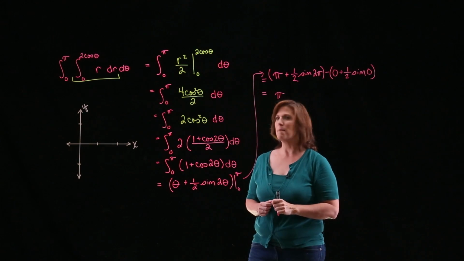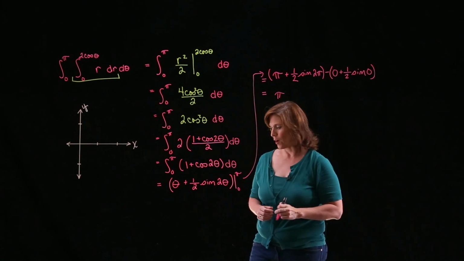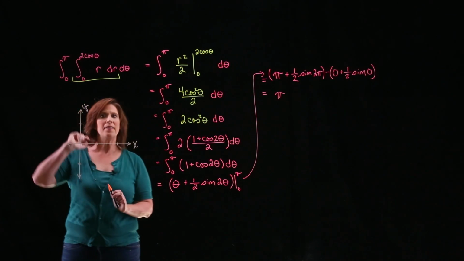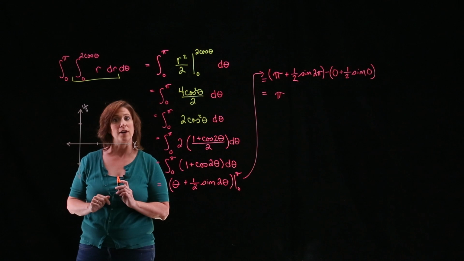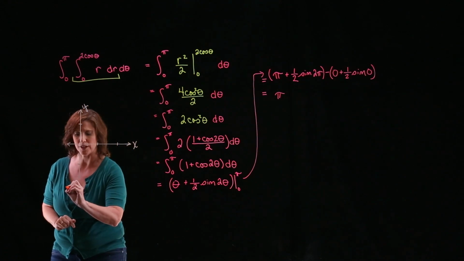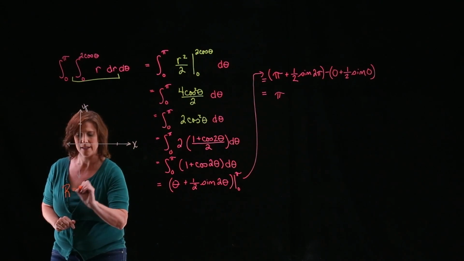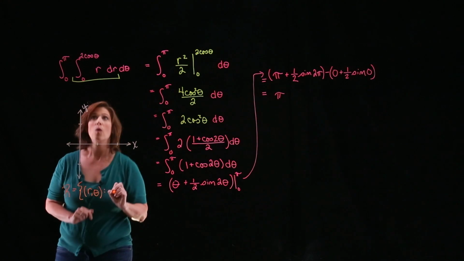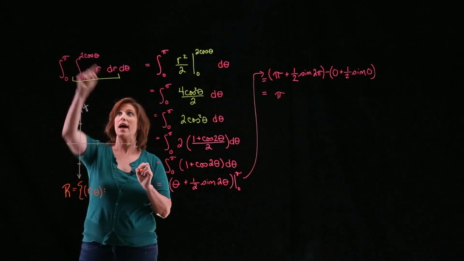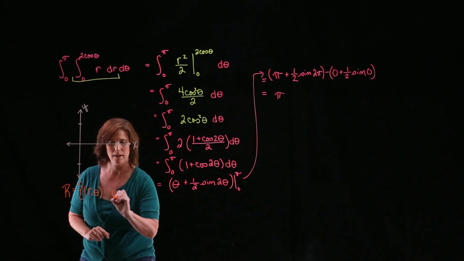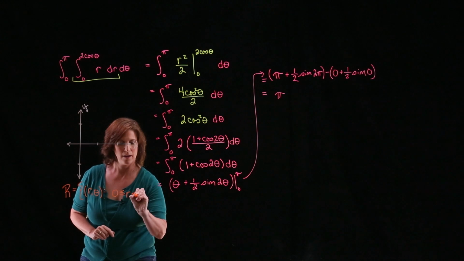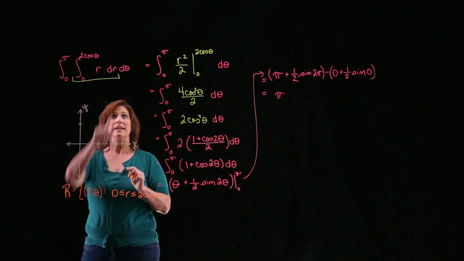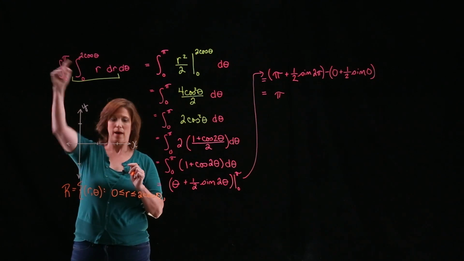Okay, now let's talk a minute about what region I was integrating over. I get that region by looking at the limits of integration. And I can tell that my region is going to be the set of points r, theta, where r is between 0 and 2 cosine theta, and theta is going to be between 0 and pi.